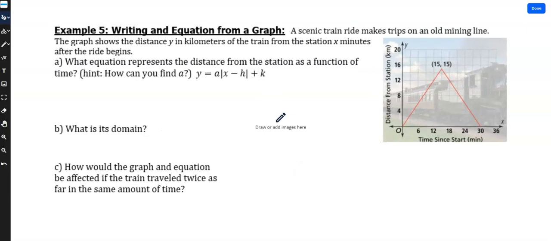All right. A scenic train ride makes trips on an old mining line. The graph shows the distance in kilometers of the train from the station X minutes after the ride begins. What equation represents the distance from the station as a function of time? So what kind of stretch did they do? Well, first of all, you can tell that this is upside down.